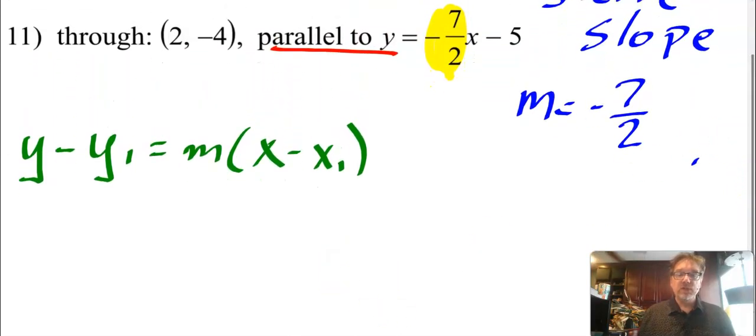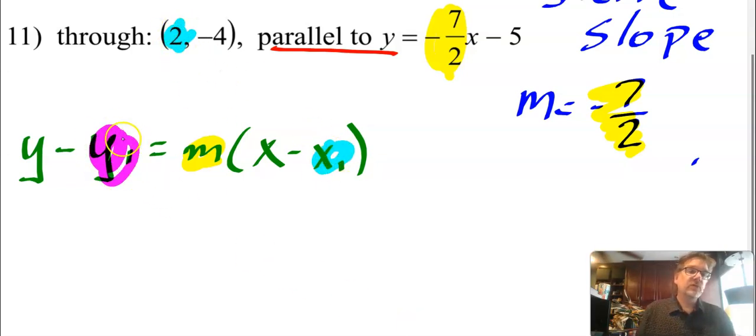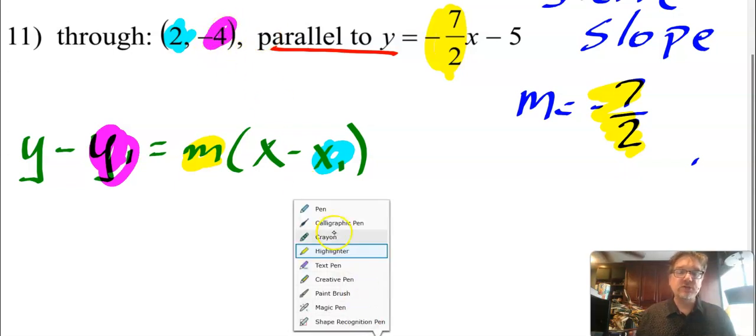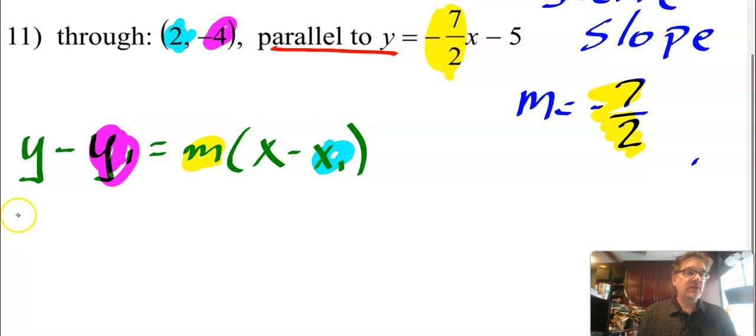So m is of course slope. x1 is the x value of the point. y1 is the y value of the point. Don't be afraid to use colors. Get some color on your page.